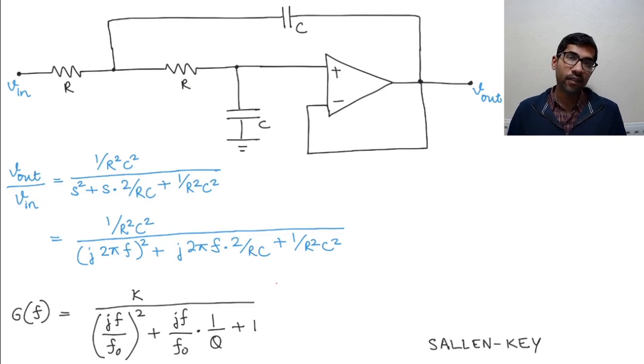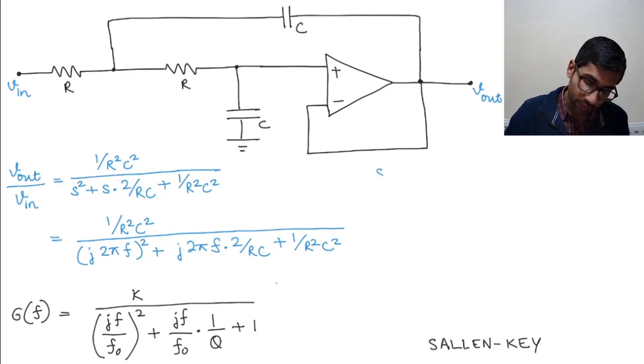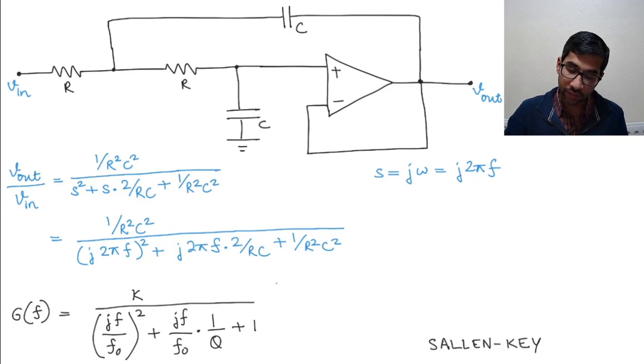Okay, so what we did in the previous video, which probably was very excruciating, is that we calculated the gain, right? V out over V in. And when we calculated V out over V in, we got this equation, and what I did was substitute S equal to j omega, which was the substitution that we did in the previous video. Omega is the angular frequency, so it can also be written as j 2 pi f, and that's what I've done. And if you do that, you get this equation.